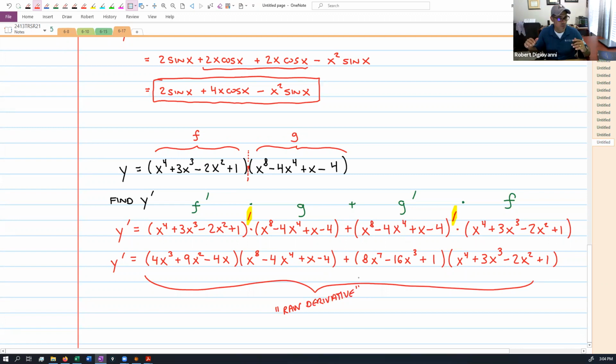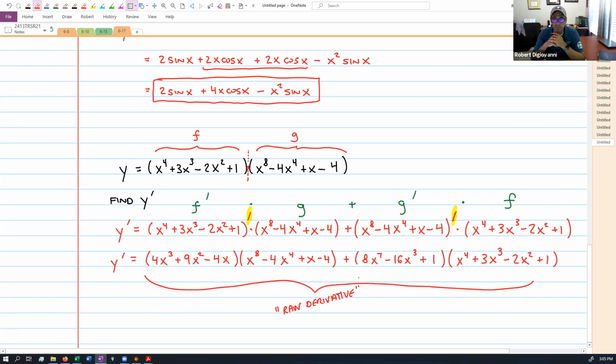I used the product rule. Now, if you want me to do something with that, then I might have to do some algebra, but for now, I'm happy with that. And on your exam next Thursday, I'm going to be asking you for just the raw derivative. I'm not going to be asking you to do anything with it, all right? Later on, we will do something with it, but for now, we just want to make sure we can apply the rule.